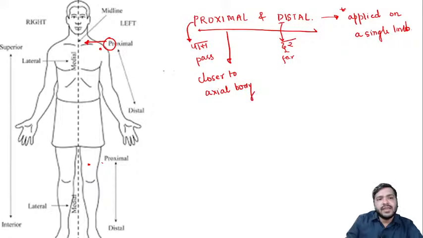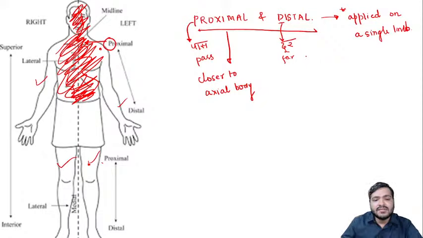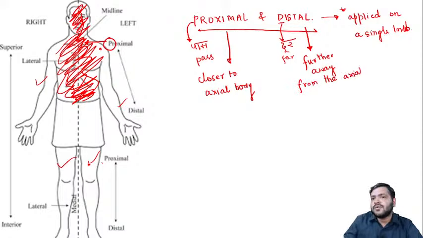The axial body, the portion which I have shaded on the screen, this is the axial body. This is the axial body, or appendicular. You all know that the upper limbs and the lower limbs, okay, these are the appendicular parts. So distal is basically further away from the axial body. It is further away from the axial body.